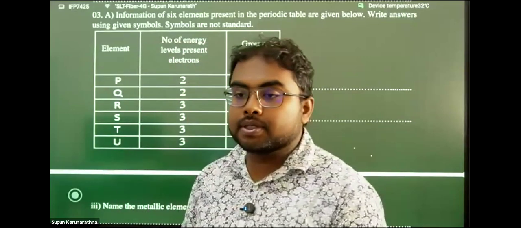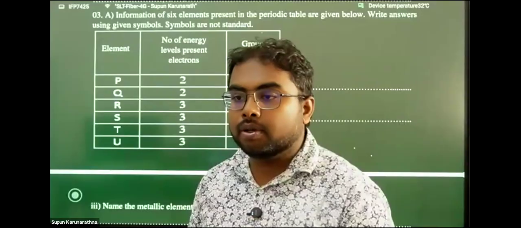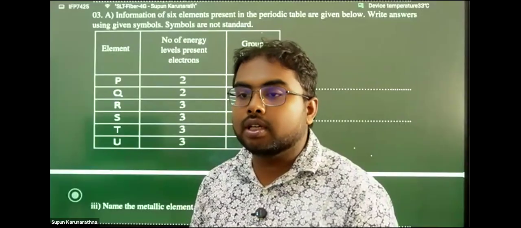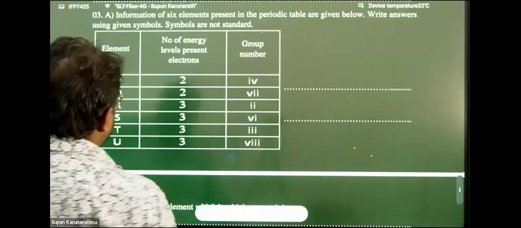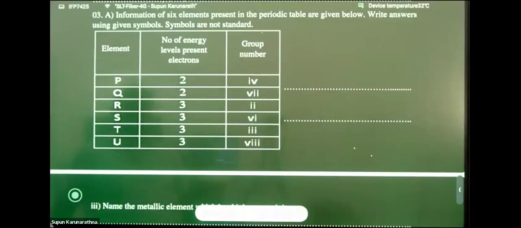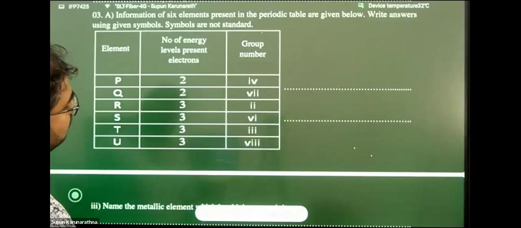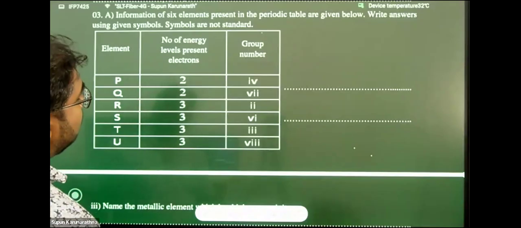Information of 6 elements present in the periodic table are given below. Write the answer using the given symbol. Symbols are not standard. Let's see P, Q, R, S, T, U. Number of energy levels present, electrons 2, 2, 3, 3, 3. Group number 4, 7, 2, 6, 3, 8 likewise is given. Blank is there.